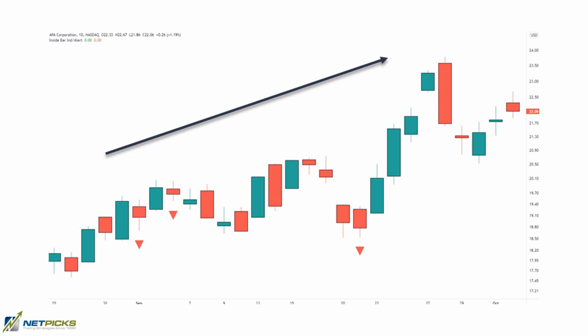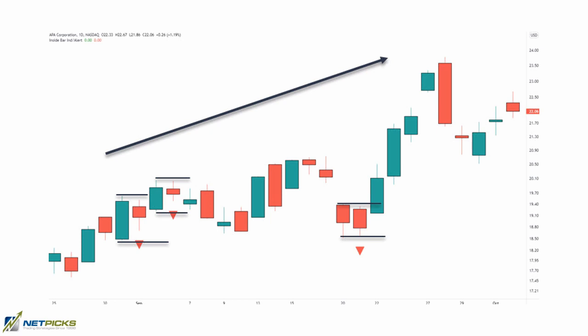The next thing we're going to look for is an inside bar. An inside bar is just a consolidation. It's a trading range on a lower time frame. So I want you to notice the triangles below some of the candlesticks. That's a free indicator on TradingView that you can find in the public library section of it.